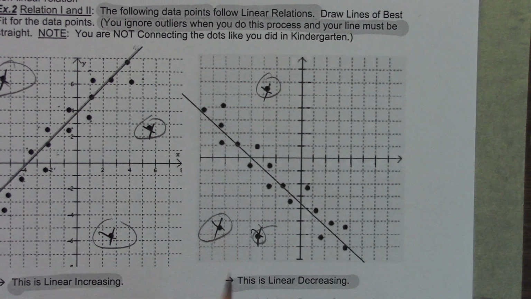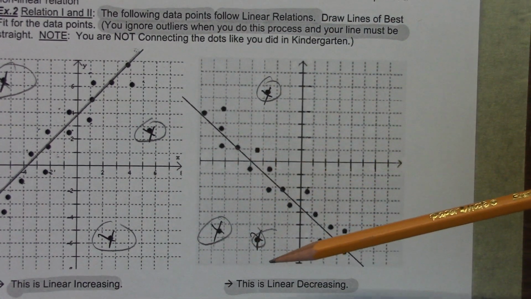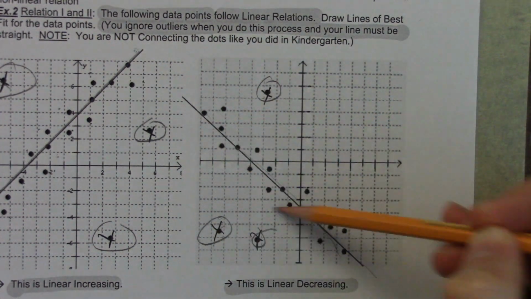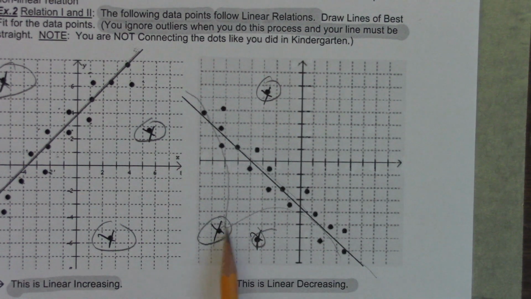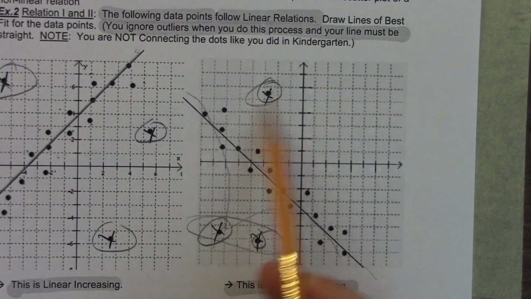Okay, what is an outlier? An outlier is a point that does not follow the data set. Okay? You can't really make a curve of best fit that follows this point. You're not going to come down here and curve back up. You cannot do that. So these have to be ignored.